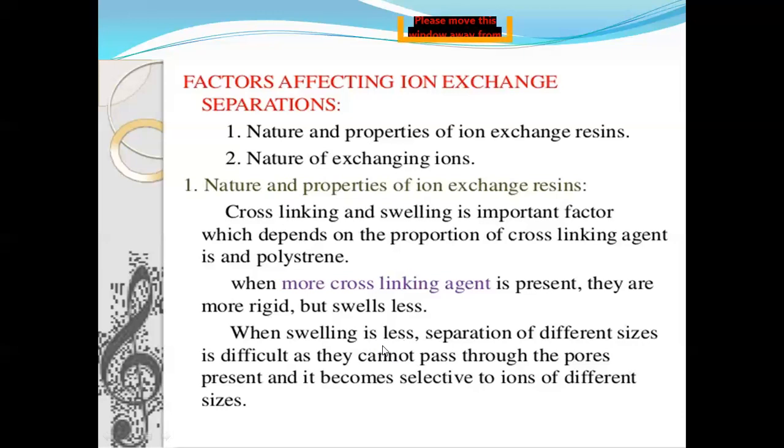the separation of different sizes is difficult. Different sizes means the size of cations and ions. Generally, if an ion carries more positive charge, it is smaller in size. If a cation carries less charge, it is larger in size, and it is reversed for anions. So separating ions of different sizes is very difficult when our resin is not properly swelled, as they cannot pass through the pores, and it becomes selective to ions of different sizes.